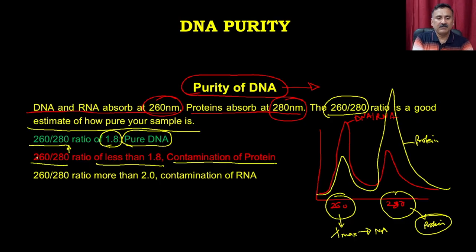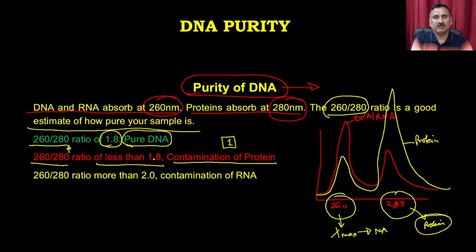This means, if it is a 50-50 contribution, then the ratio is going to be 1, because the absorbance at 260 and 280 are going to be equal. At that time the contamination would be 50%. But if it is less than 1.8, then there will be a contamination of protein.